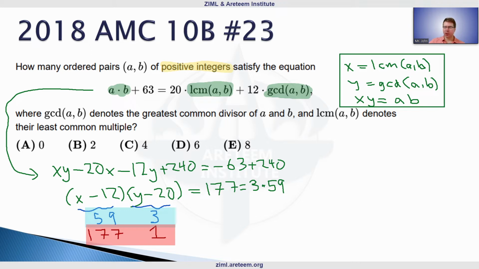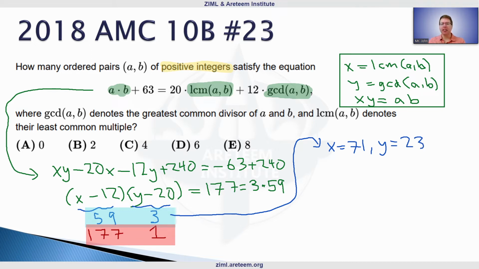So let's do that off to the side then here. So in our first scenario, let's do a little bit in our head here. X minus 12 is 59 in this case. So adding 12, we get that x is 59 plus 12, 71, right? This is supposed to be the LCM. Y is 3 plus 20, 23.